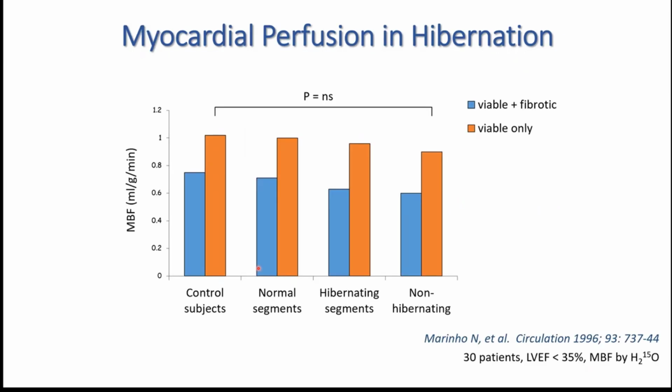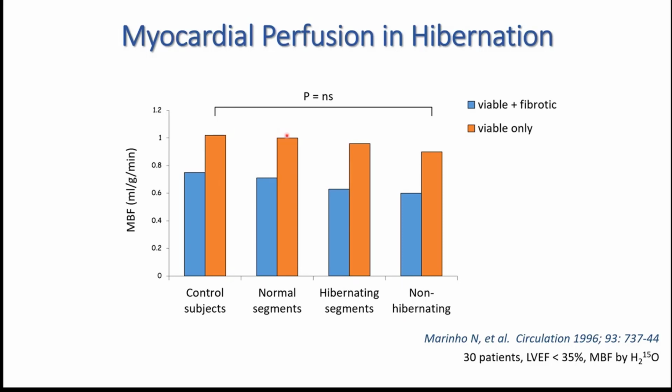Let me show you why repetitive stunning is a favored mechanism, and it dates from Paolo Camici and Norma Marino at the Hammersmith, with this study using oxygen-15 PET to look at myocardial perfusion. Let's just look at the orange bars for viable myocardium alone, because oxygen-15 is able to look at the distinction between perfusion to the viable myocytes alone or the fibrotic material. And these were patients who were undergoing revascularization, so they were defined as normally contracting segments, hibernating segments, or non-hibernating, based upon their postoperative recovery.